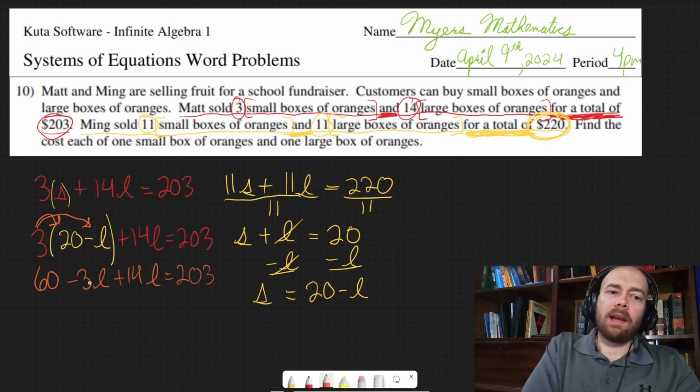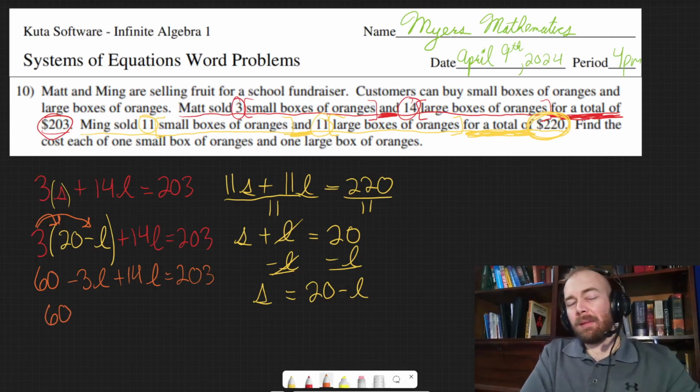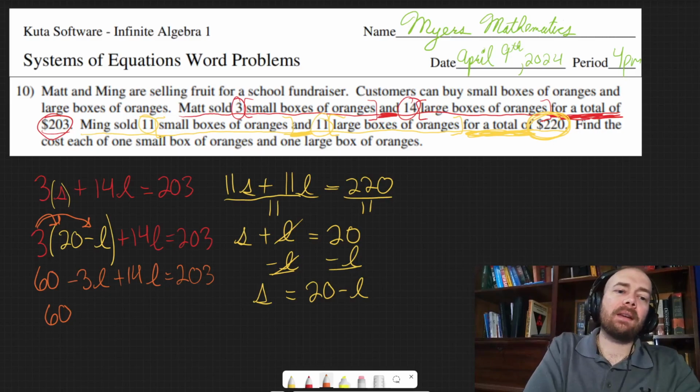Okie doke, I can actually combine a little bit of like terms here. I've got two letters that are the same on the same side, so I can combine those. Minus 3 plus 14, same thing as 14 minus 3. 14 minus 3 is 11, positive 11, so plus 11L.